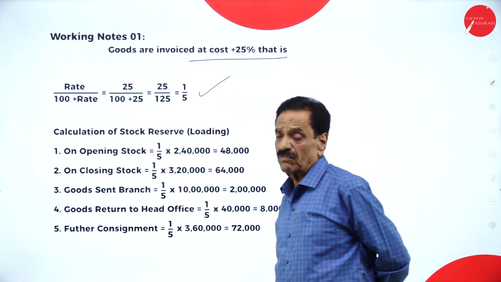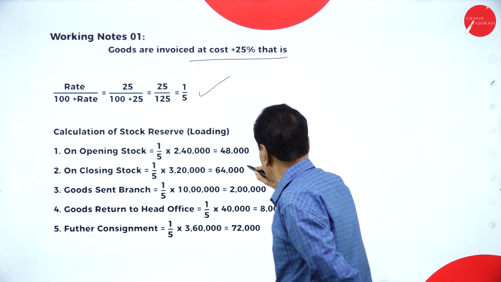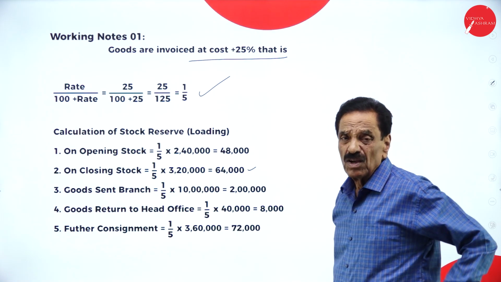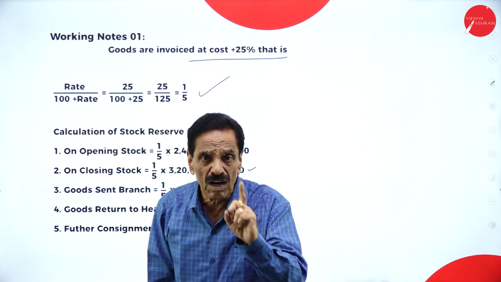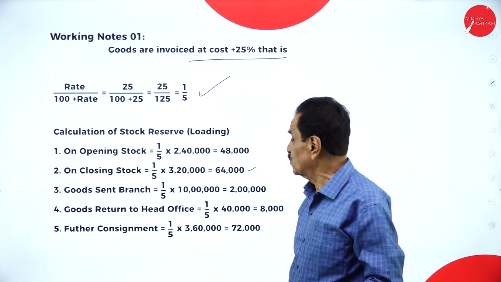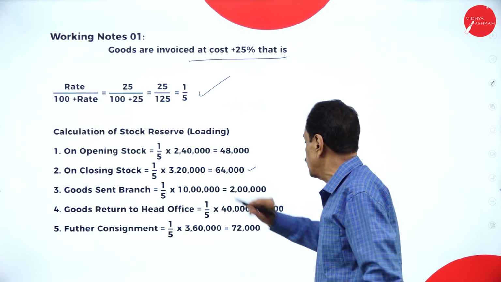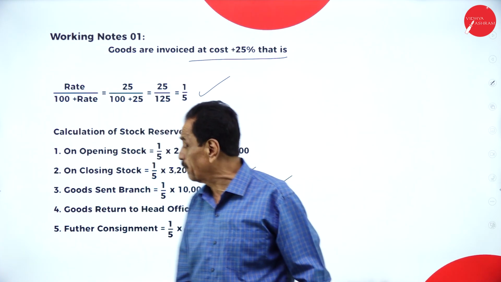On closing stock, we have got 3,20,000. 1 by 5 of 3,20,000 is 64,000. You have to calculate loading on stock only: one on opening stock, one on closing stock. Goods sent to branch is 10 lakh. So how much profit is included? 1 by 5 means 2 lakh.